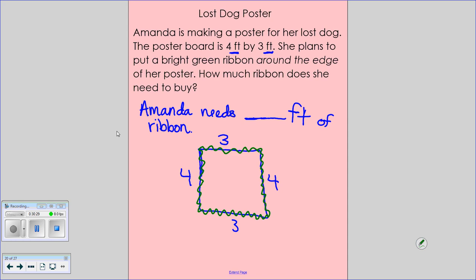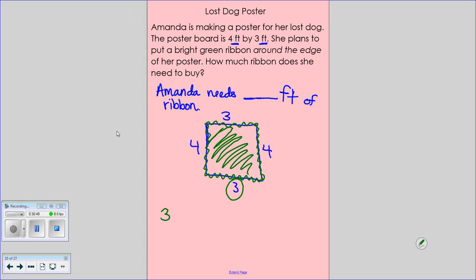Just because you make a box does not mean you multiply. Am I putting ribbon all up in the inside? No. So am I going to make an array? No. So am I going to multiply? No. I'm going to do, here's 3 feet. I'm going to measure that ribbon. 3 feet done. Then I'm going to go up this side. Here's another 4 feet of ribbon. Now I'm going to go across. There's another 3 feet of ribbon. And then finally I'm going to go down my final side. Here is my equation. 3 feet plus 4 feet plus 3 feet plus 4 feet.